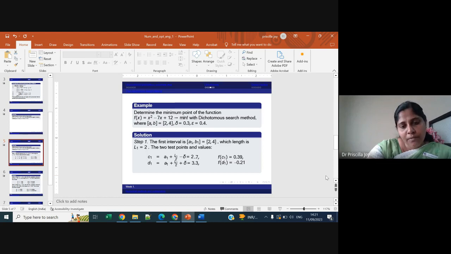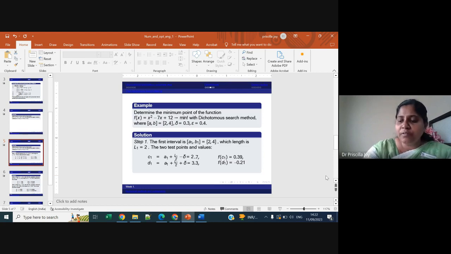So when we find D1, the A1 value which is 2 plus the L1 value which is again 2, divided by 2, plus 2 into the value which is there in delta, right? The delta value was 0.3. So which will give you 6 plus 0.6, that is 6.6, divided by 2, which will give you 3.3 as the answer.